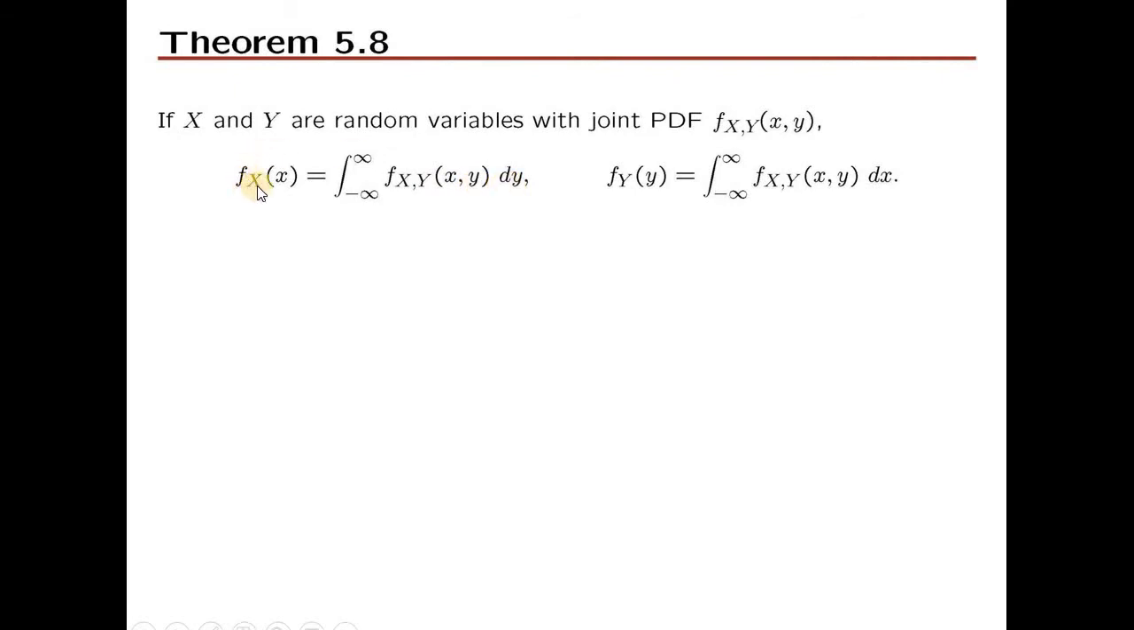If you want to calculate the marginal PDF for x, in that case you have to take the integration from minus infinity to infinity with respect to y of the joint PDF, then you will get the marginal PDF of x. Similarly, for the marginal PDF of y you have to take the integration from minus infinity to infinity with respect to x of the joint PDF. So this is the way you can calculate the marginal PDF of x and y using the joint PDF of the pair of x and y random variables.